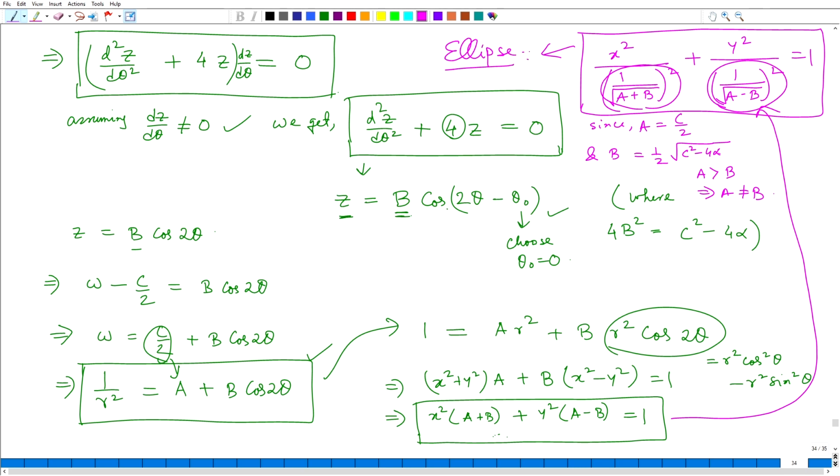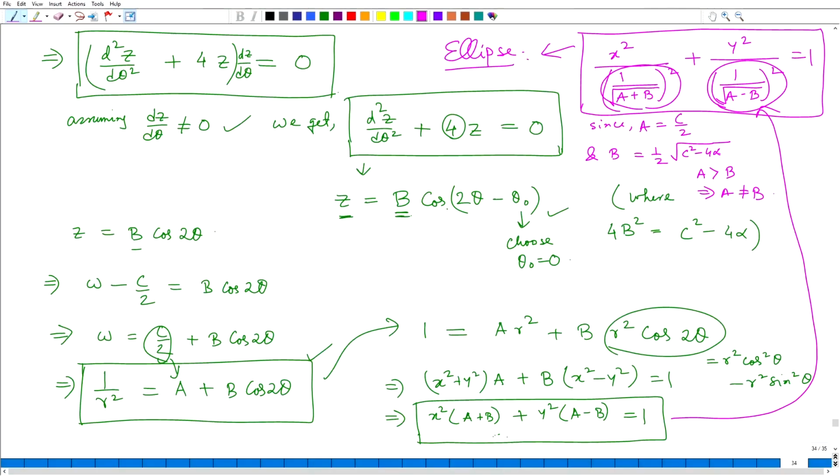So, you see here also, strangely, we are obtaining a conic section, which is an ellipse, with its semi-major axis equal to 1 over root (a − b), because a − b is somehow less than a + b. So, 1/(a − b) will be greater than 1/(a + b), and so will be their square roots. So, this will be the semi-major axis and this will be the semi-minor axis.